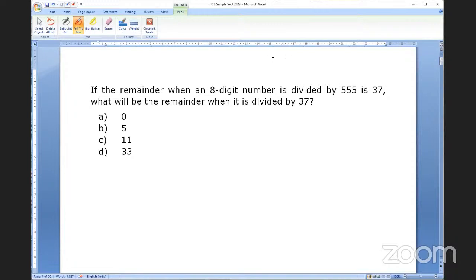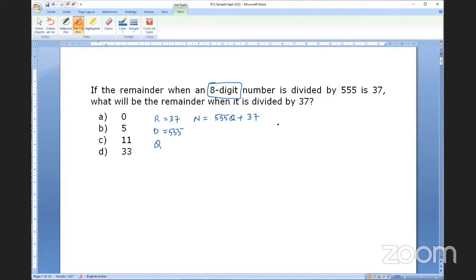Okay, let's roll now. Let's see what it is. The first question is from the number system. If the remainder when an 8-digit number is divided by 555 is 37, okay, so the remainder is 37 and the divisor is 555, and let the quotient be q. Then the number we are looking for is in the format 555q plus 37, and it is an 8-digit number. Very fine, no issues. q would be a large number. What will be the remainder when it is divided by 37?